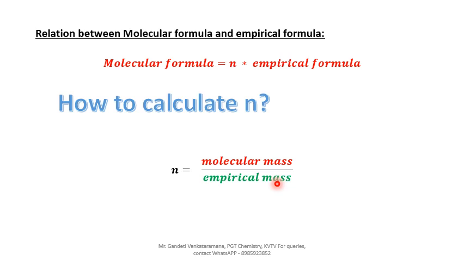Here N doesn't mean moles. Okay, N equals molecular mass by empirical mass. Molecular mass will be given to you in the question paper. Okay, whenever you are going to solve a question, molecular mass will be given, but empirical mass won't be given. You have to calculate the empirical mass by using the empirical formula.